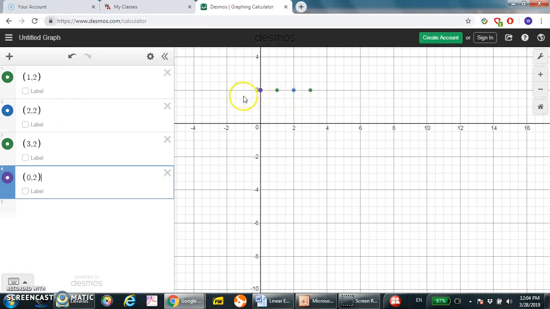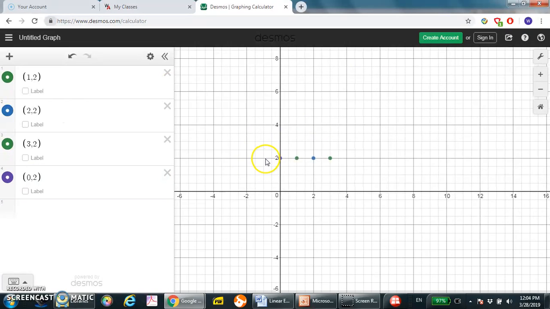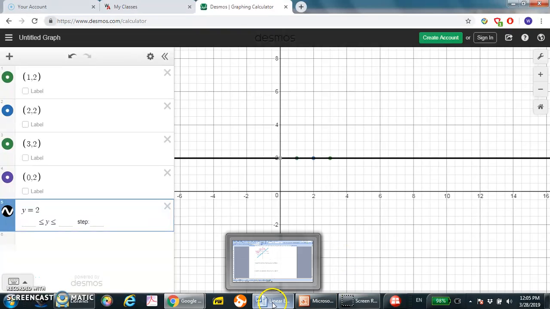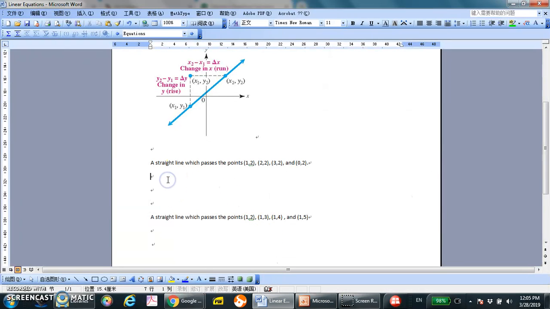Now we can see that if we connect these 4 points, we generate a horizontal line, and this horizontal line passes through the number 2 on the y-axis. So actually here the equation is y equals 2. This straight line has the equation y equals 2. Now let's think about what the slope of this straight line is.